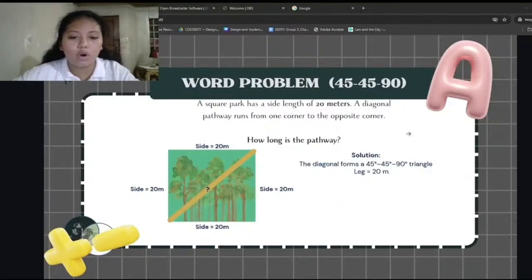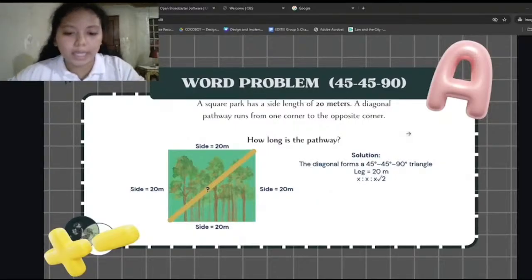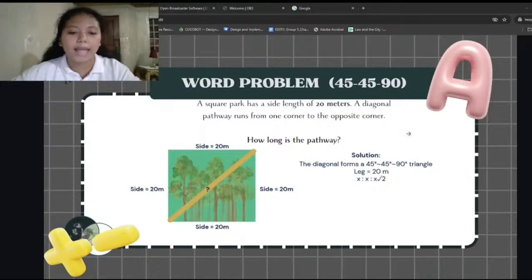A square has all right angles and equal sides, so the triangle formed has a 90-degree angle and two 45-degree angles. It's a 45-45-90 special right triangle. The sides of the square are the legs of the triangle, so each leg is 20 meters long.